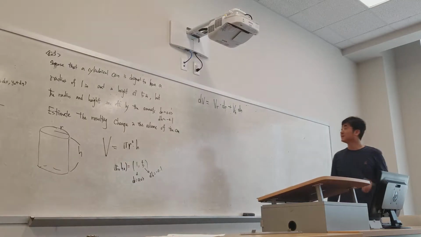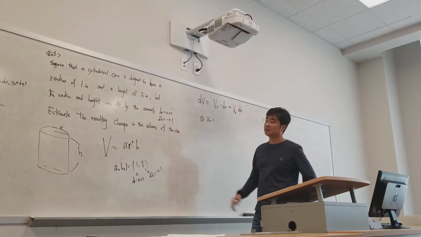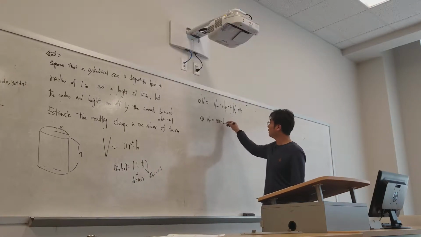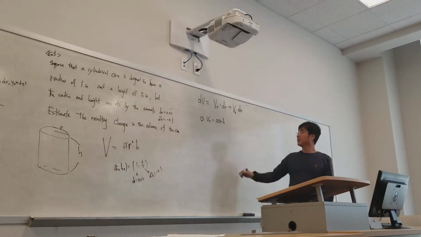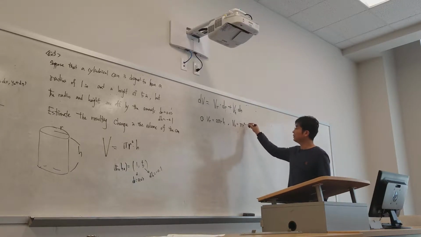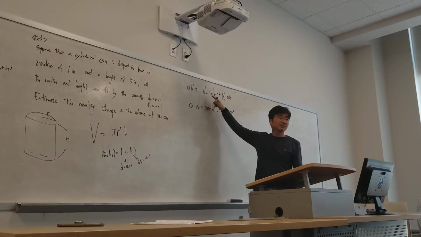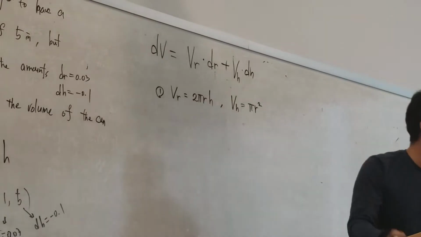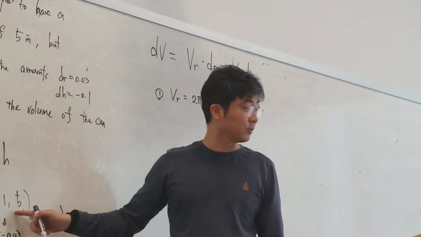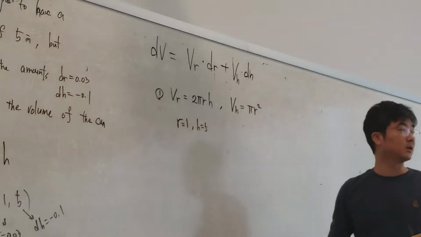Sounds good. So now let's get V_R, V_H. Number one, let's get V_R first. The derivative of this with respect to R will be 2 pi R H. And V_H will be pi R squared. And this one is evaluated at the previous version. The previous version was R equal to 1, H equal to 5. So plug in R equal to 1 and H equal to 5 in these partial derivatives.